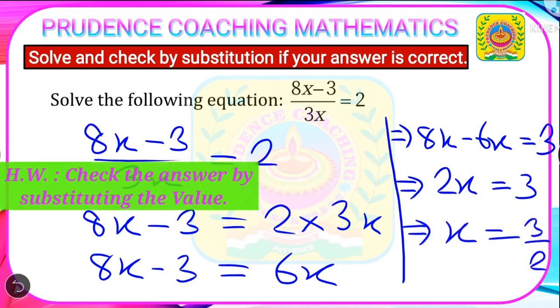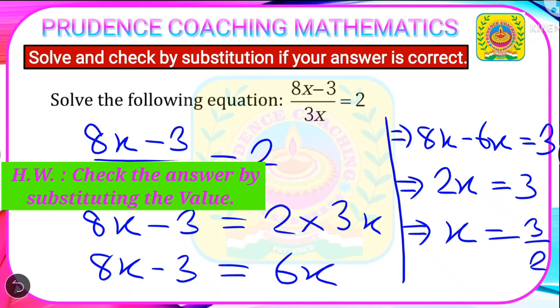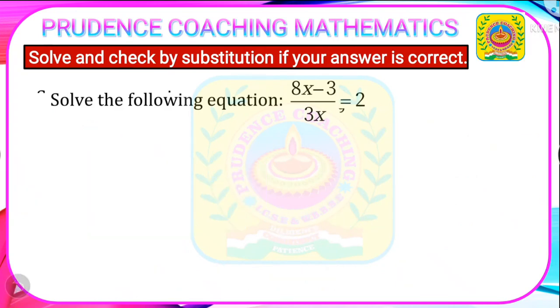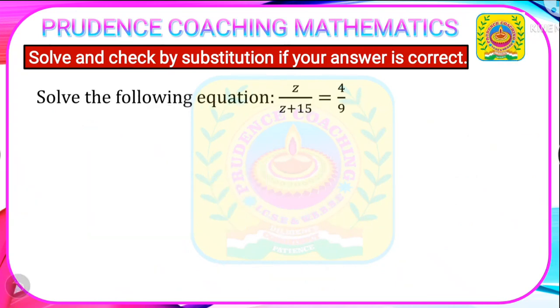You can verify whether your answer is correct or not. This is also your homework. With the next problem, we have z divided by (z plus 15) equals 4 by 9.